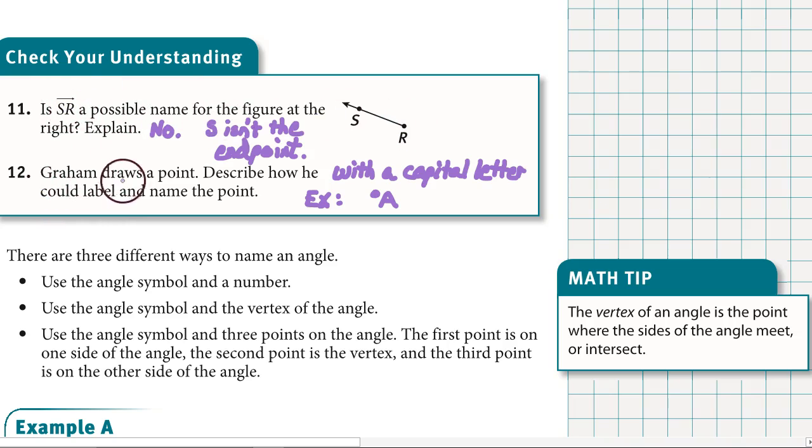Number 12, Graham draws a point. Describe how he could label and name the point with a capital letter. Here's an example of a dot labeled capital A. This is point A.